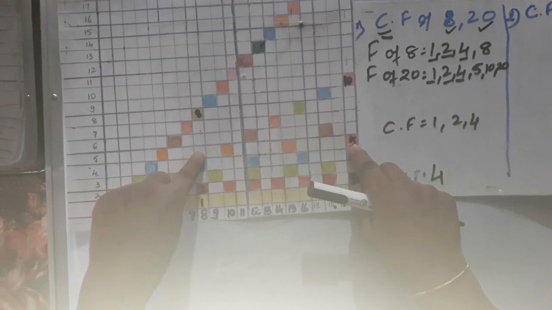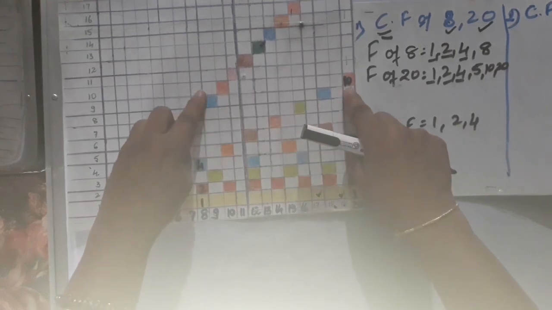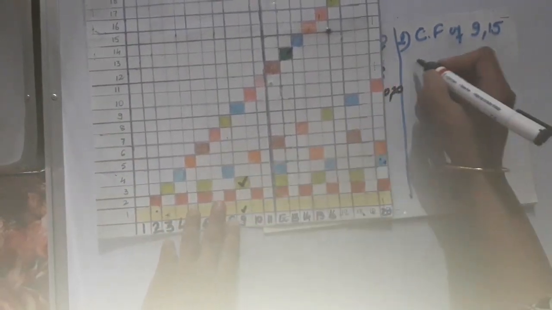See here, 5 is not a common factor. 8 is not there. 10 is not there. 20 is not there. Fine. Suppose you want to find out the common factors of 9 and 15. So let us find out the common factors of 9 and 15 using this grid. Factors of 9: 1 and 3. I will write here factors of 9: 1, 3 and 9.